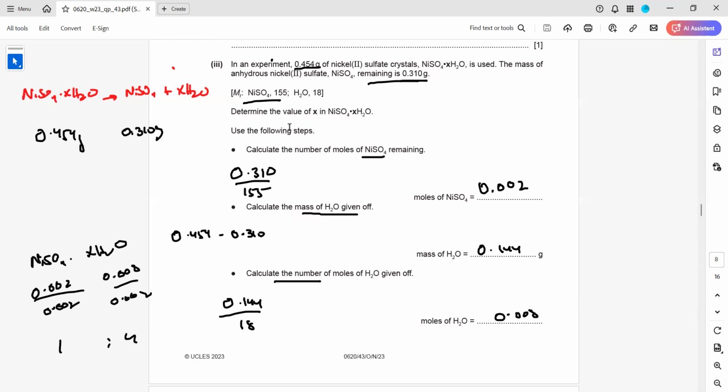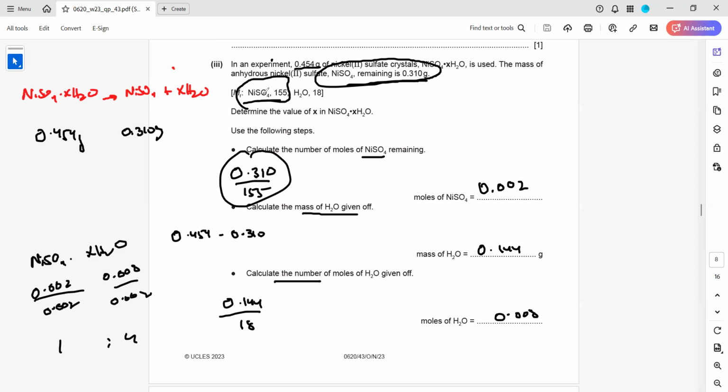So whenever they ask to calculate the number of moles of NiSO4 remaining, if you didn't write remaining, then you divide by 0.454. If they ask to calculate the moles of hydrated, then 0.454. Written remaining, that's why we divided by 0.310, because the mass of the remaining is 0.310, and the molar mass is 155 for the remaining.